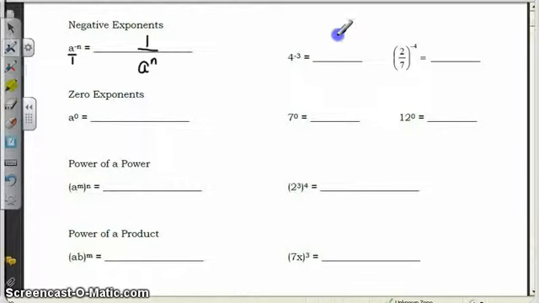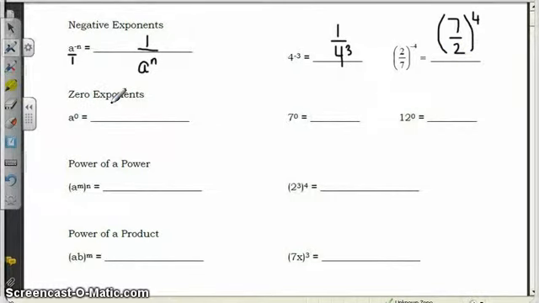So this one would be 1/4, and then the 3 would turn to positive. This one would be 7/2, and then the 4 would turn to positive. This one we have to be careful to make sure we're keeping the parentheses, though, otherwise it changes its value.